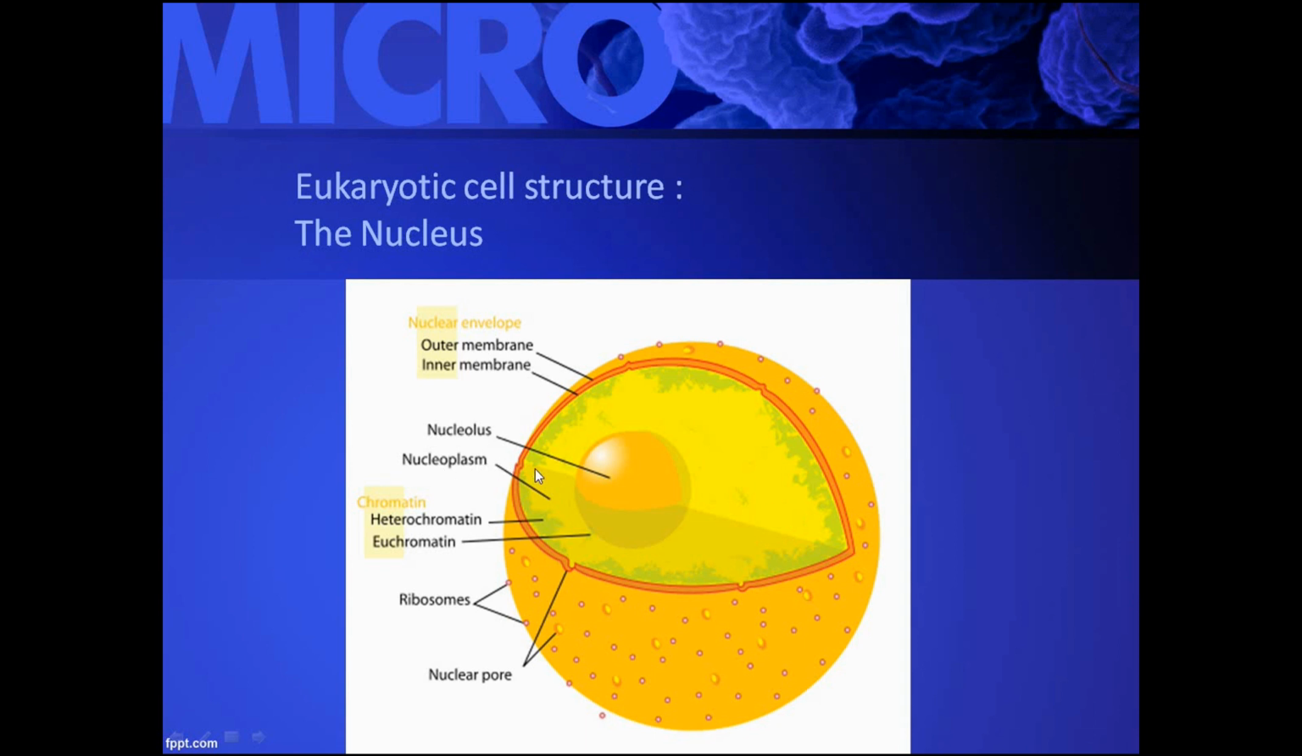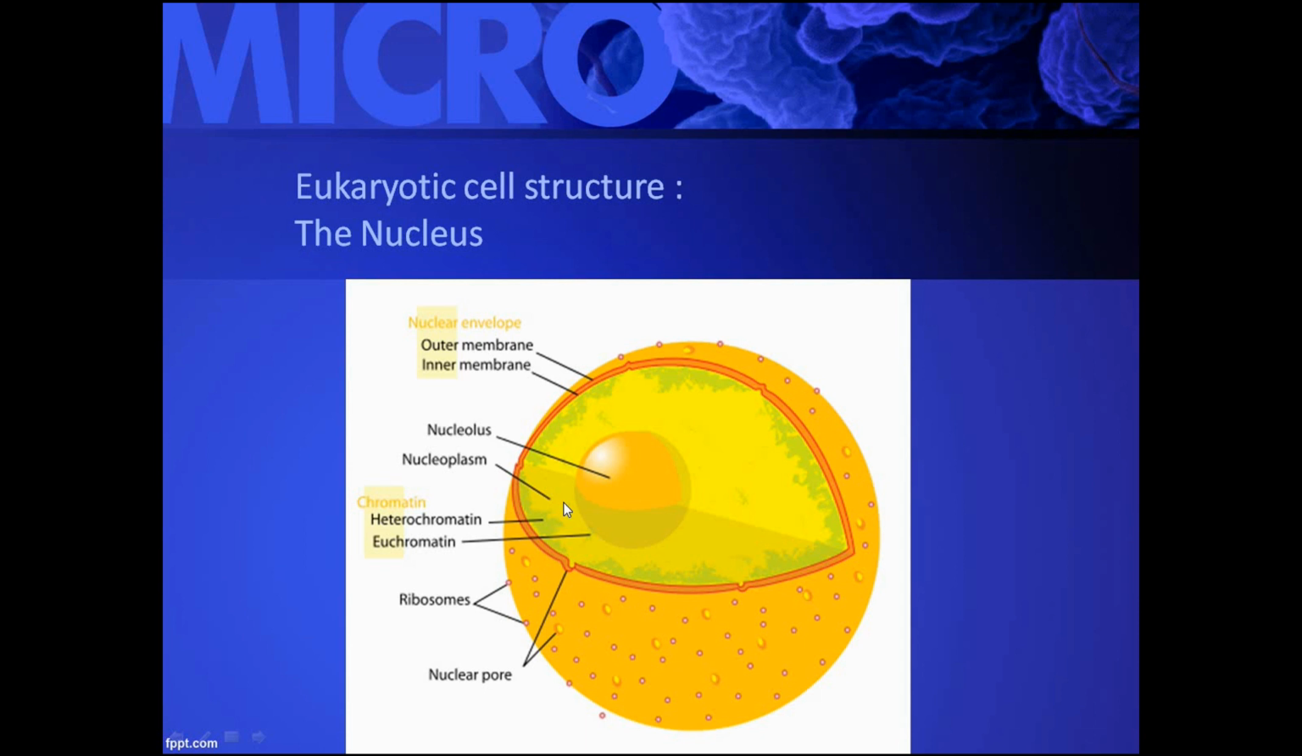The nucleoplasm is the gelatinous material that fills the nucleus. And lastly, the chromatin. The chromatin is the genetic material of the cell. It's made of DNA, histones, and non-histones. As you know, DNA is very long, and to fit inside the nucleus, it has to wrap itself around the histones.